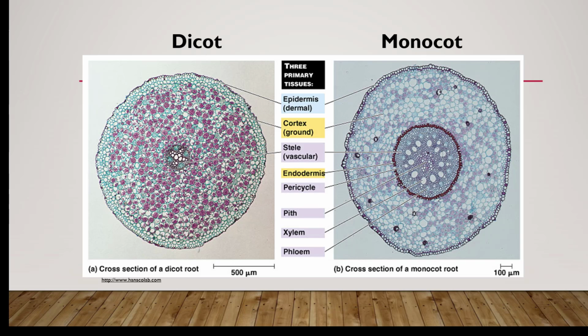Okay, here's just a comparison of a monocot root versus a dicot root. They both have the epidermis, of course. There's the cortex, the pith, the xylem, and the phloem. And you can see with the xylem and the phloem, they're scattered like they are on a stem on a monocot.